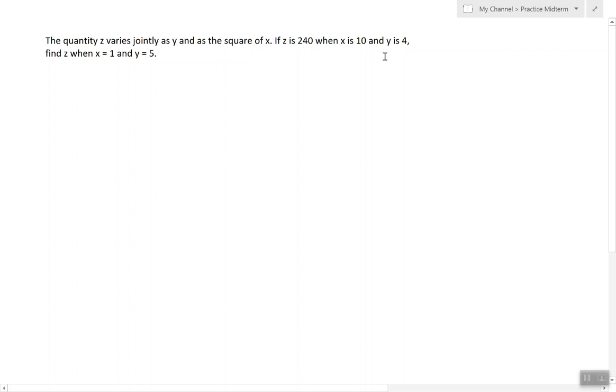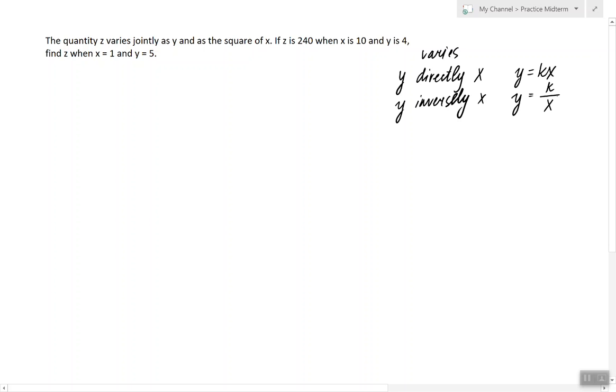First we have to understand what relation is described verbally in the problem. To do so, we have to understand that we say y varies directly with x when there is a formula between y and x with coefficient of variation k multiplied by x. We say y varies inversely with x when there is a formula in which y is equal to k divided by x.